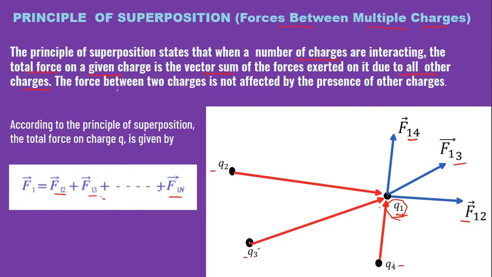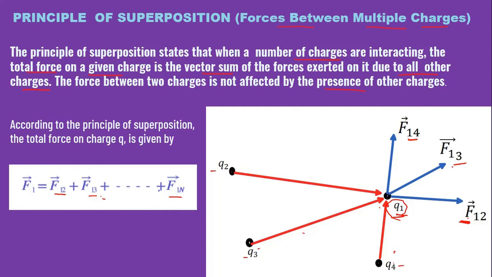Now, what is the next statement? The force between two charges is not affected by the presence of other charges. It's a very important concept. Let us see. For example, we take F12. This is the force between Q1 and Q2. This force F12 will not be affected by the presence of Q3 charge and Q4 charge. That means whatever be their magnitude or whatever be their sign, the magnitude of F12 will not be affected by the presence of Q3 and Q4.